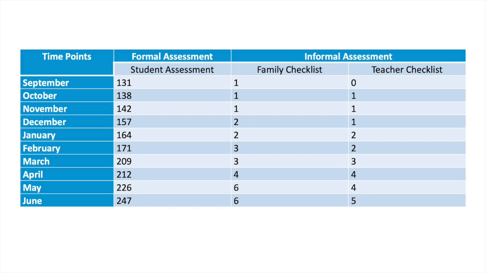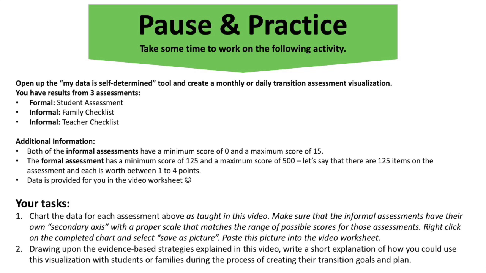And your tasks here are to first chart this data for each assessment above as taught in the video, and make sure that the informal assessments have their own secondary axis with a proper scale that matches the range of possible scores for those assessments. So the scale should be 0 to 15. You're going to right-click on the completed chart and select Save as Picture, and then paste that picture into the video worksheet once you've completed it.